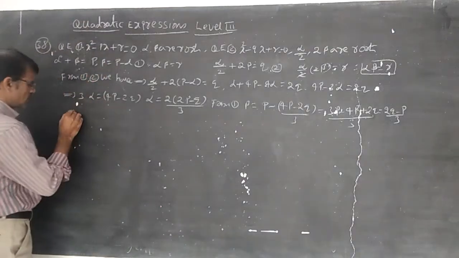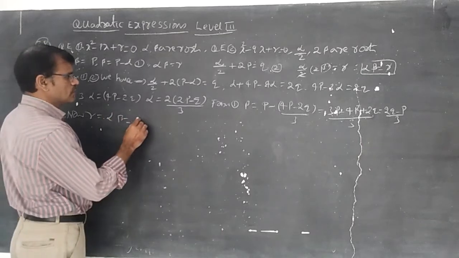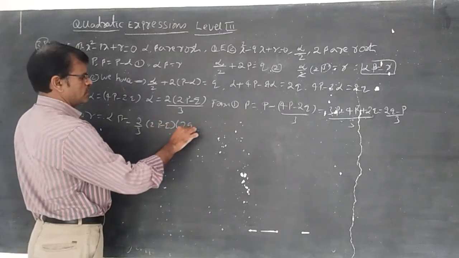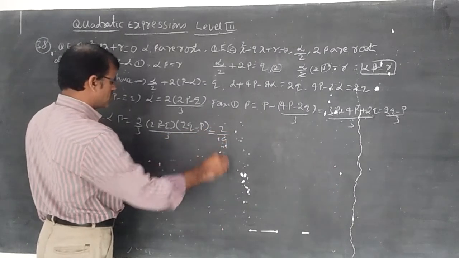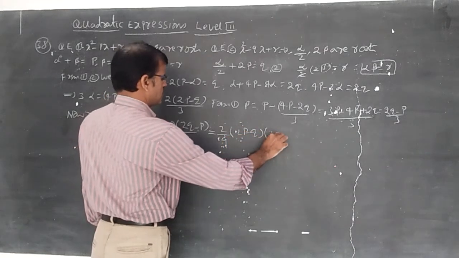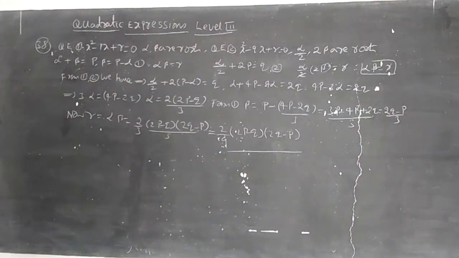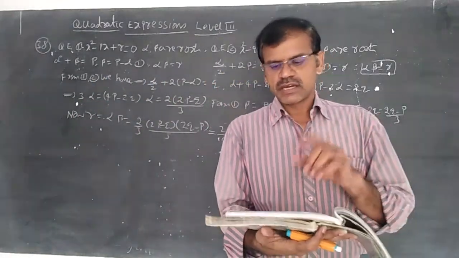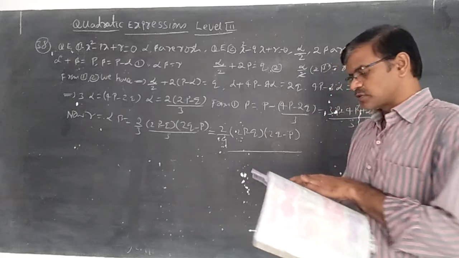Now we should calculate the value r, which is equal to the product of roots alpha beta for any quadratic equation. So here, 2 by 3 into (2p minus q) into (2q minus p) whole by 3. That is equal to 2 by 9 into (2p minus q) into (2q minus p). Here the second option, 2 by 9 into (2p minus q) into (2q minus p), is the fourth option.